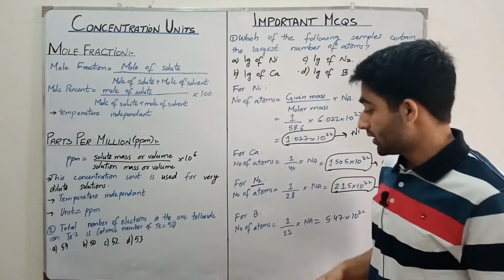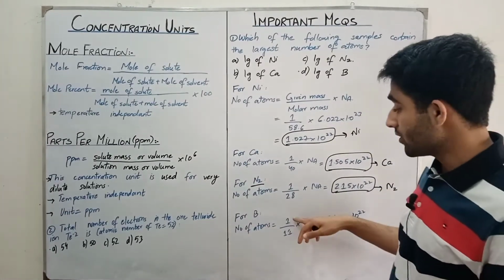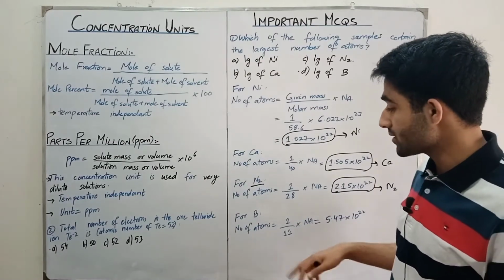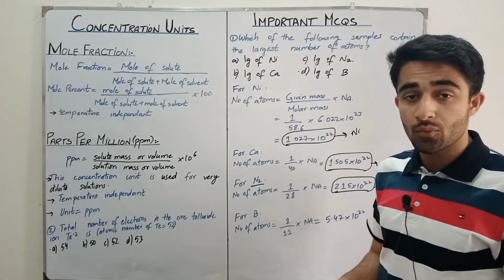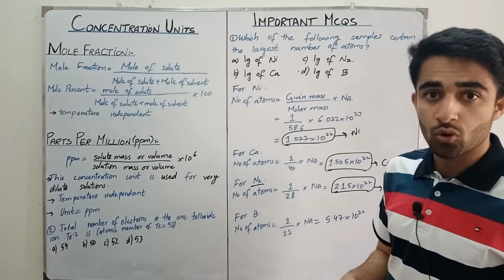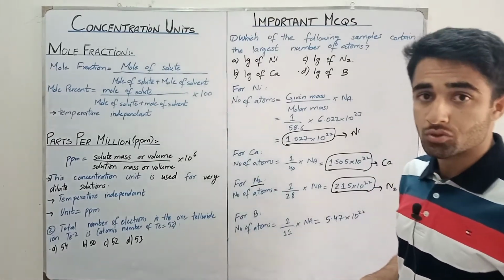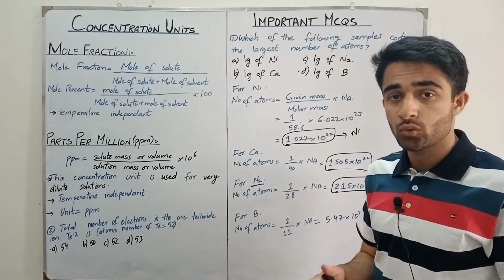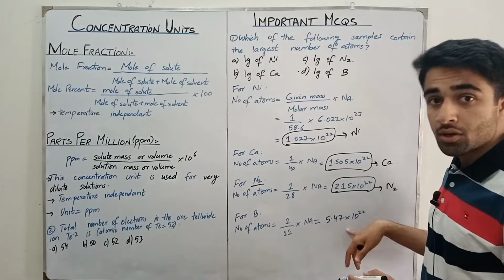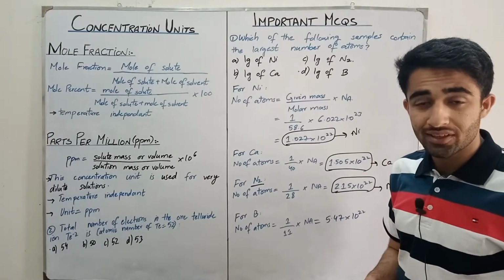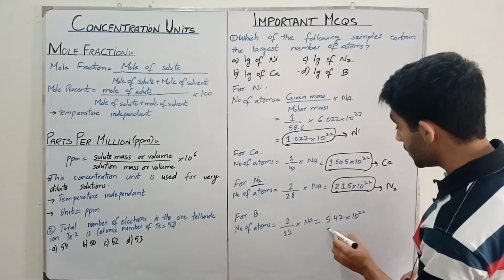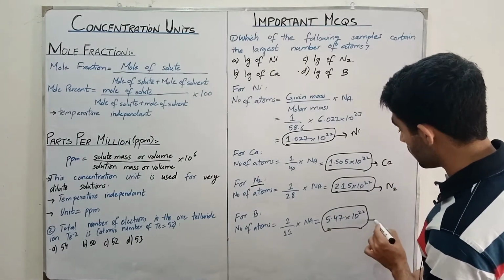For the boron, the number of atoms is equal to the given mass 1 and the molar mass is 11, which is the mass number of boron, multiplied by Avogadro's number, 6.022 into 10 raised to power 23. By calculating, the answer is 5.47 into 10 raised to power 22 number of atoms of boron.